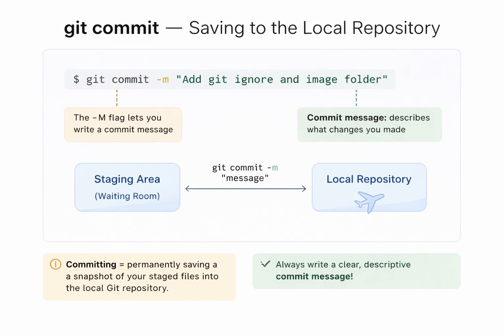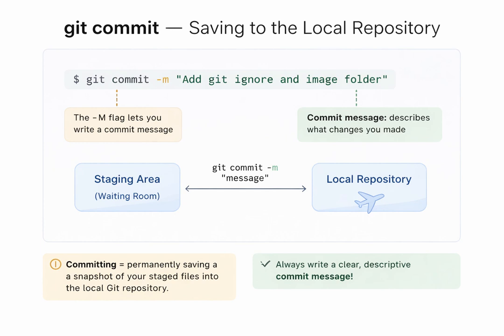Once your files are staged, sitting in the waiting room, the next step is to commit them. The command is git commit with a -m flag, followed by your commit message in quotes. The -m stands for message, and it lets you write a short description of what changes you made, right there in the command. For example, git commit -m "add gitignore and image folder" tells anyone reading the history exactly what this commit was about.